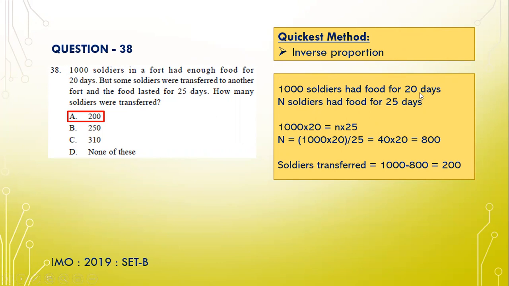So for inverse proportion, it will be 1,000 into 20 is equal to n into 25. So n will be 1,000 into 20 upon 25. 25 into 40 is 1,000. So 40 into 20 is 800. So number of new soldiers were 800. Because the soldiers reduced, the food lasted longer. So how many soldiers were transferred? 1,000 minus 800 is 200 soldiers were transferred.